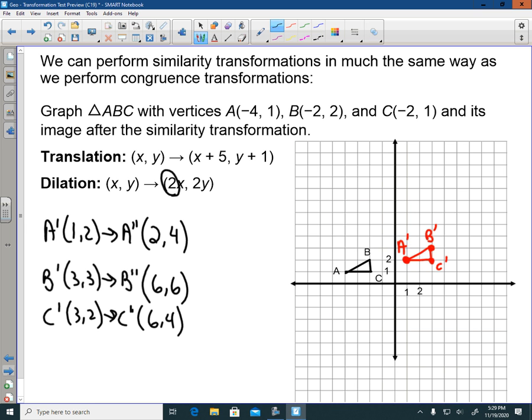Now we graph these new points. 2, 4 is here. There is A double prime. Let's see, 6, 6. Here's B double prime. And then C double prime is at 6, 4 right here. And there you go. There is your similarity transformation. The translation did not change the size, but the dilation did, and so we call it a similarity transformation.